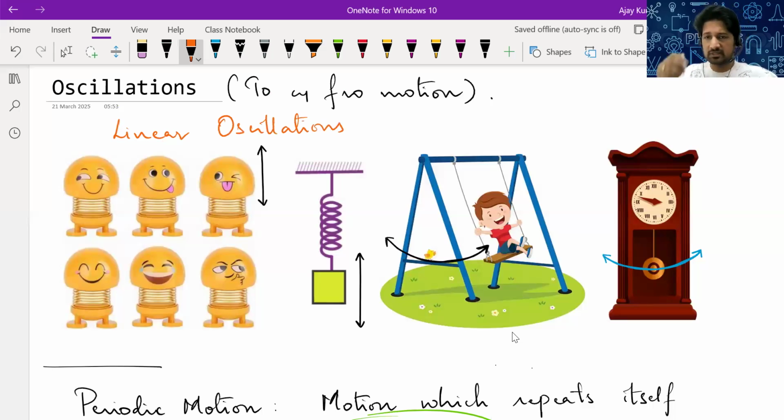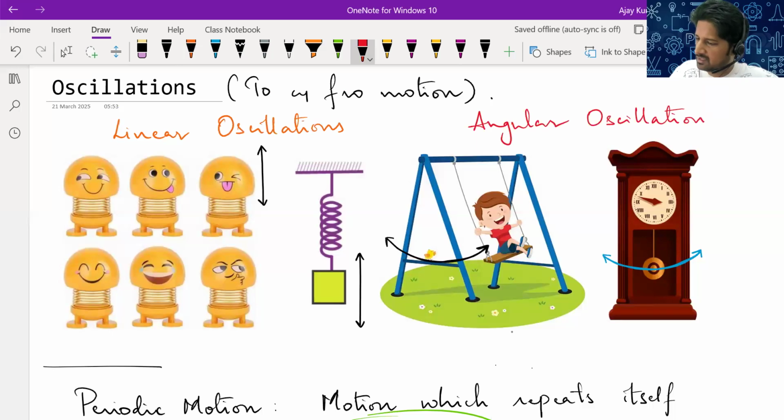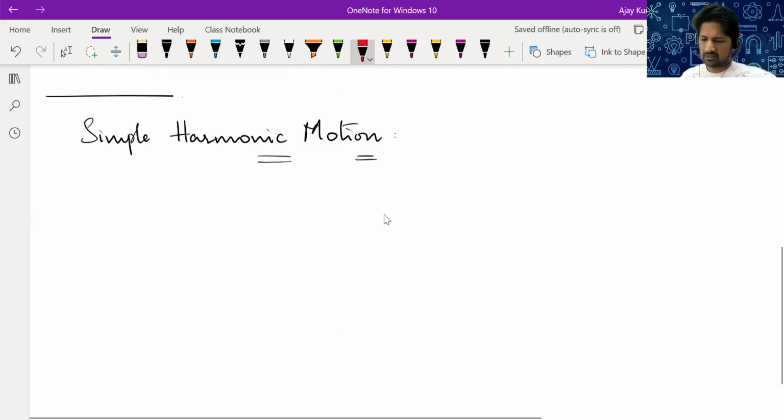Fine. And there are some systems which oscillate along curved paths, like they swing back and forth. Such oscillations are called angular oscillations. So in this chapter, we'll be learning how to describe the motion of linear oscillations as well as angular oscillations mathematically, how to find out their time period, and how to describe other characteristics also. Okay. So let's start with linear oscillations.